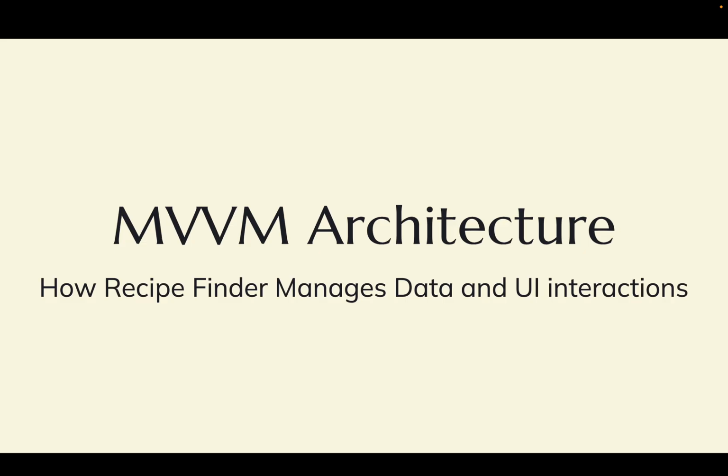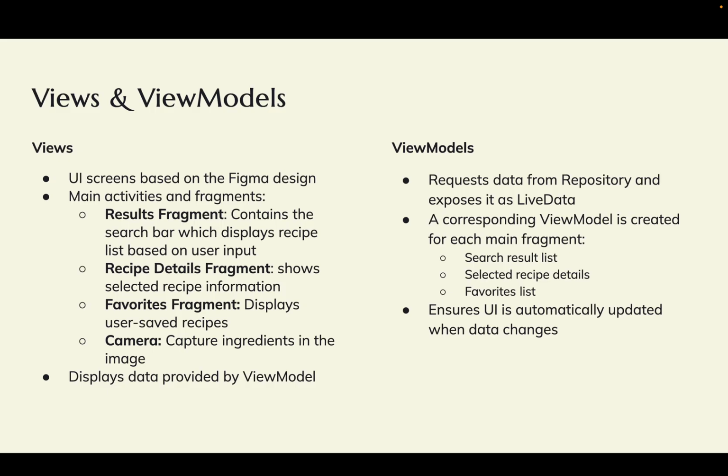Moving on to our MVVM model: model, view and view model. So this is our view. These are basically the app screens that the user interacts with, based on the Figma design. We have the result fragment that shows recipe search results based on what the user types. Recipe detail fragments show the information for a specific recipe when the user selects them. A favorite fragment lists saved recipes, and finally the camera fragment lets the user capture ingredients.